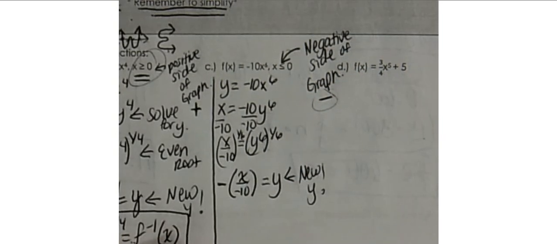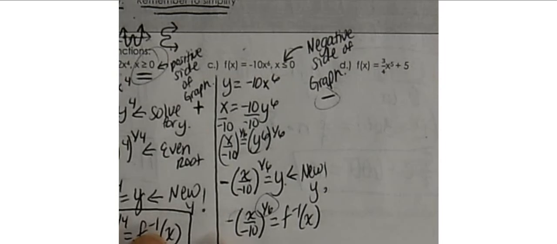And since that's an even root, normally we would have plus or minus as a part of our answer. But in this problem, we're just going to be working with the minus. So my answer is going to be negative x over negative 10, raised to the 1/6 power, is equal to y. This is my new y value. Because this is my new y value, I cannot leave it the way that it is because it is different than what we started with. So I'm going to replace my y with f inverse of x. So I have negative x over negative 10, raised to the 1/6 power, is equal to f inverse of x.